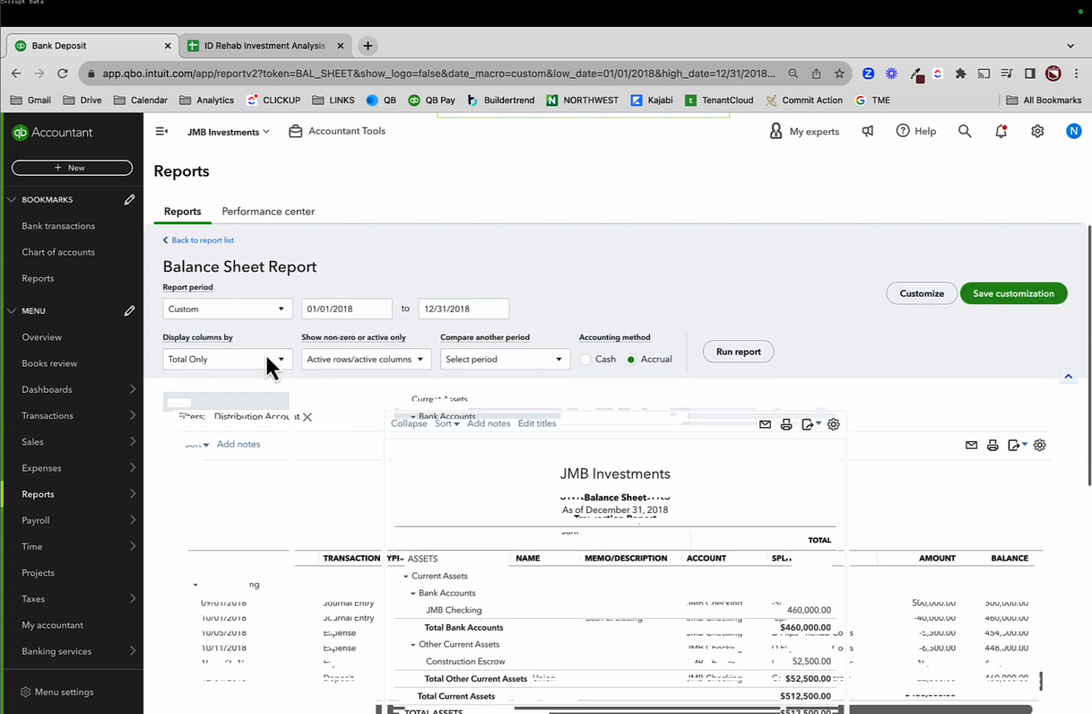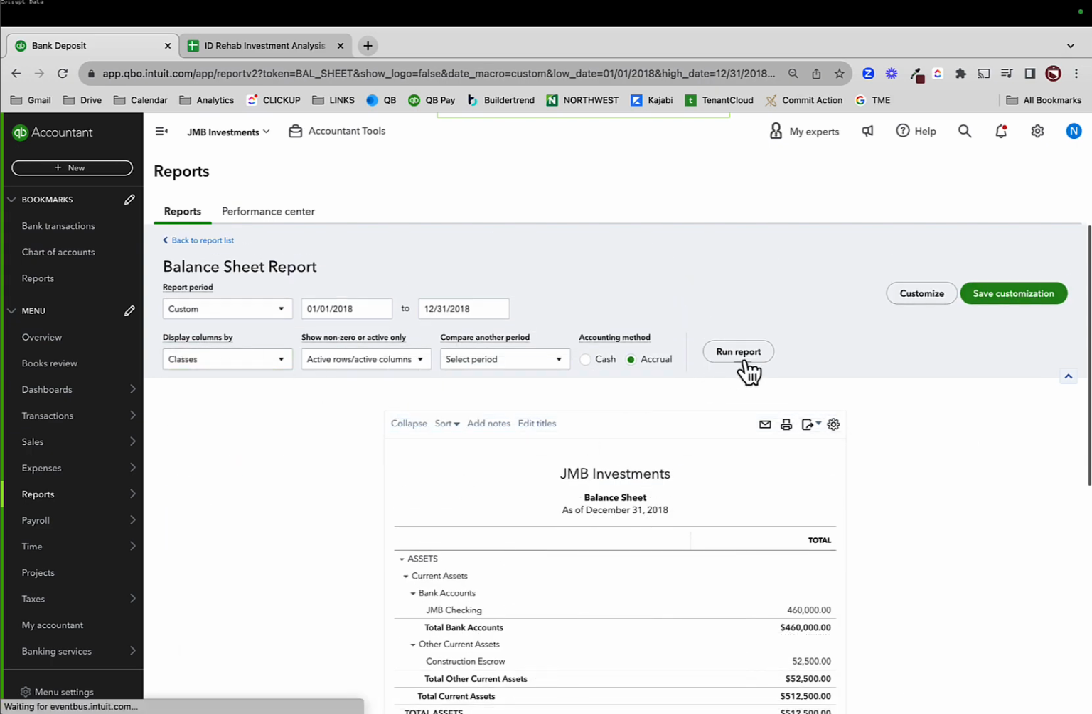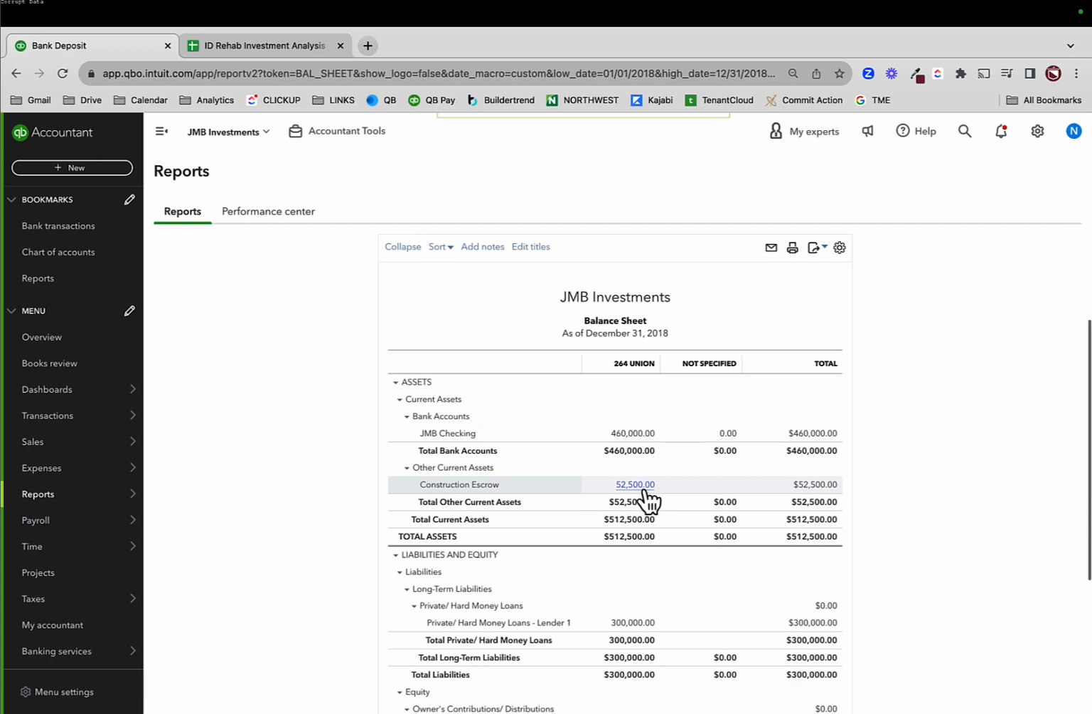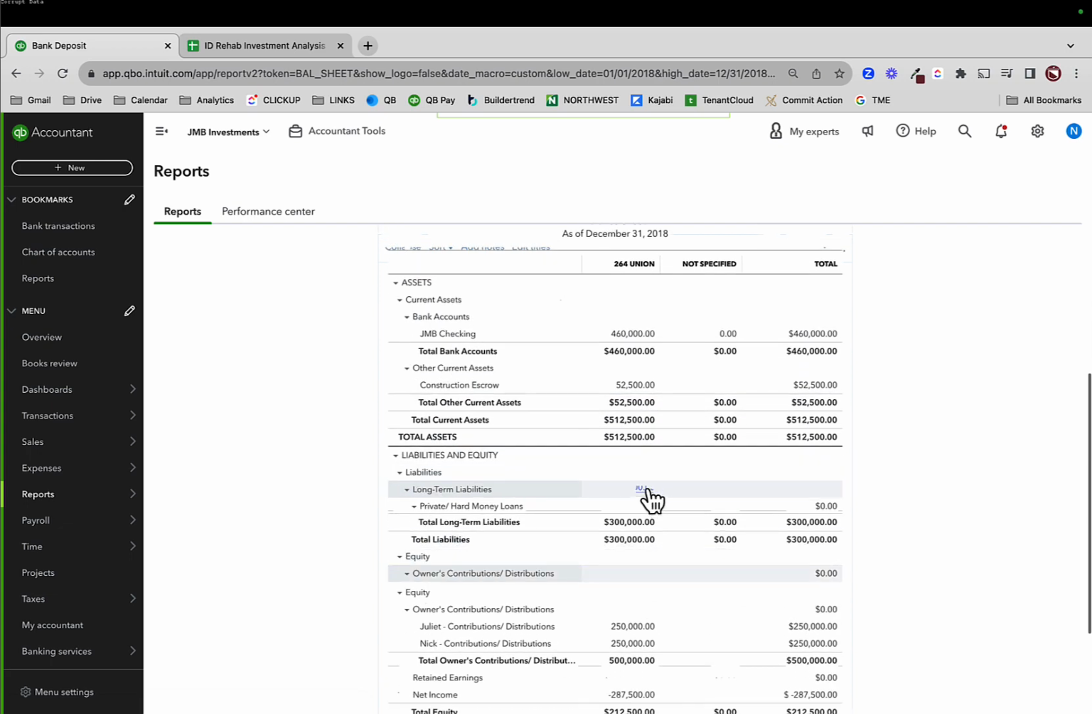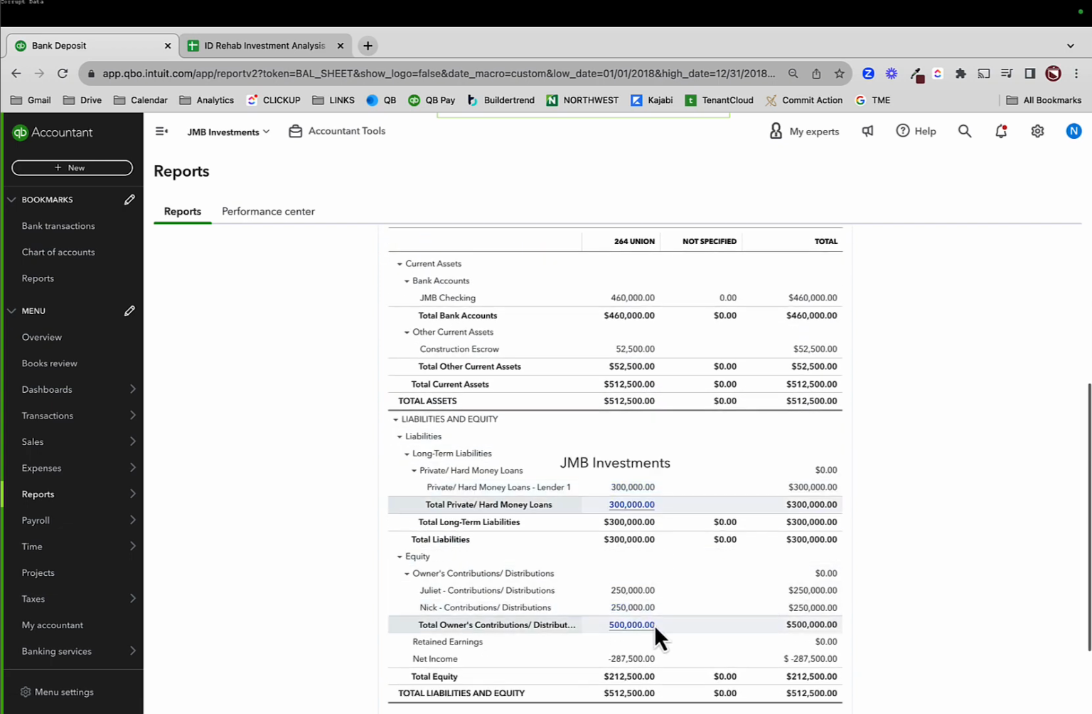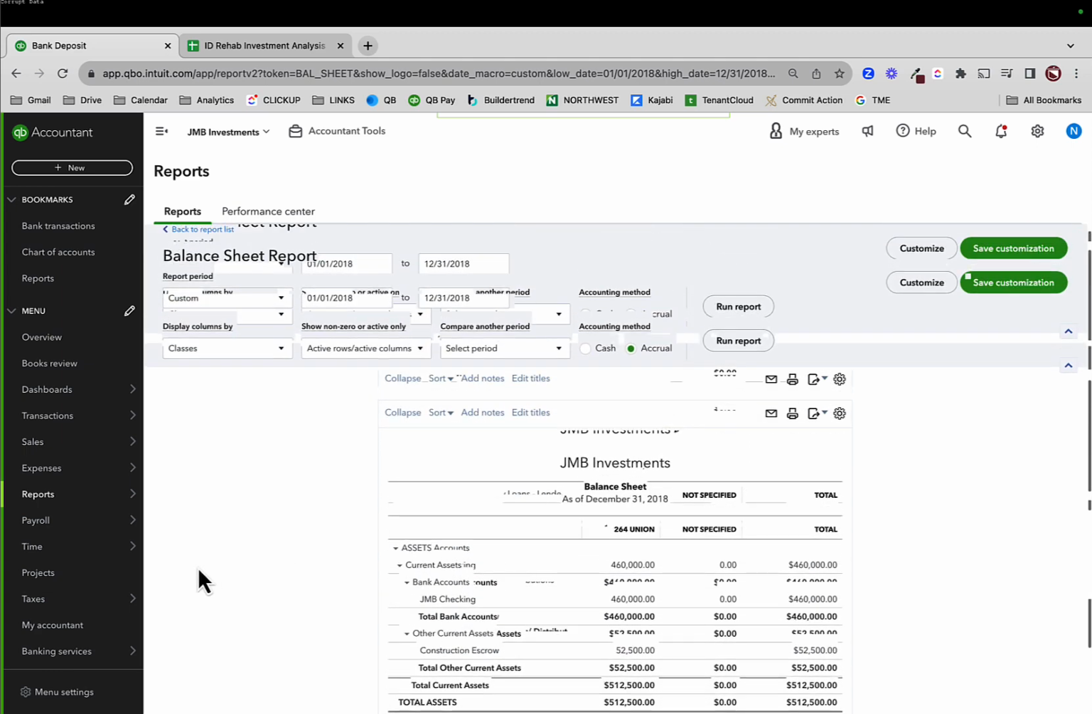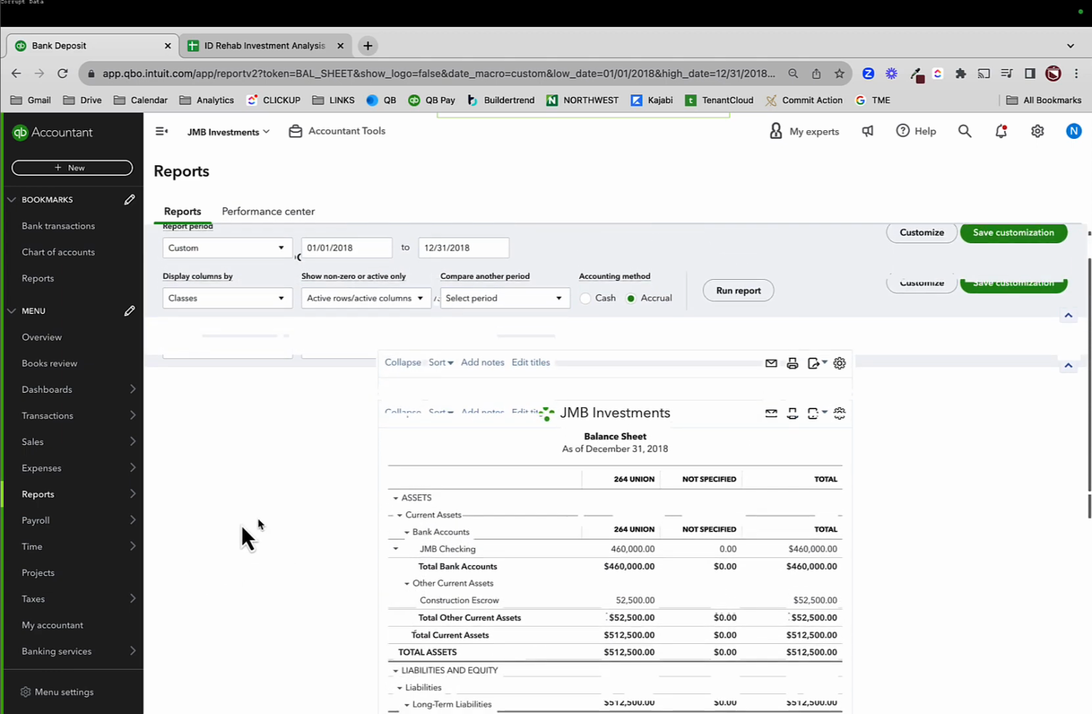Okay, so now if I were to do my columns by classes, I see that my escrow account is $52,500. My private money loan hasn't changed. I have these contributions here as well. All right, we're just going to do a couple more transactions here.